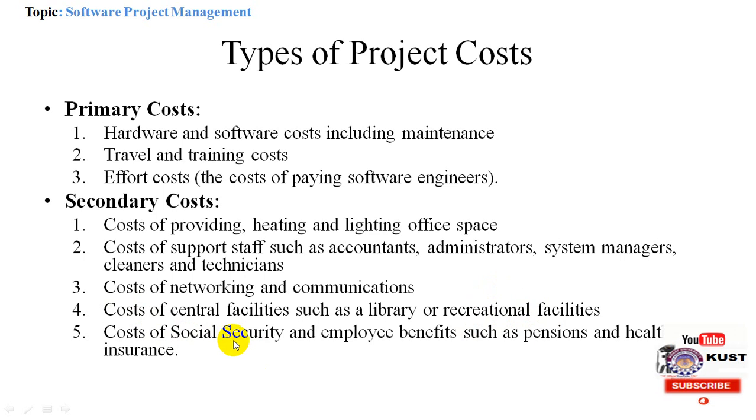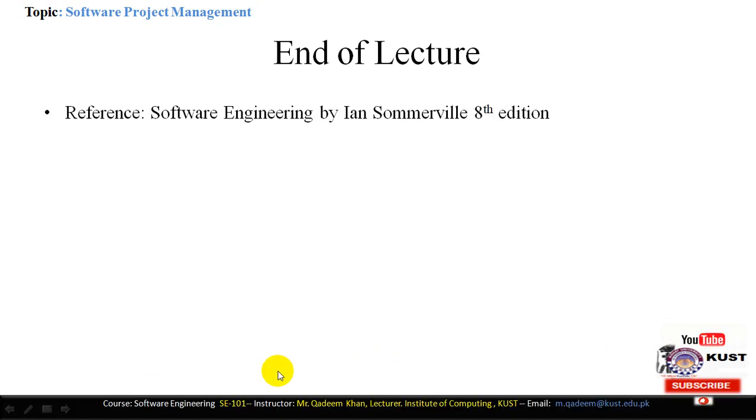And the cost of social security. Social security is an employee benefit. For example, if due to a certain incident the employee is unable to do the development and we want to retire the employee, then we will provide social security to the employee. This is in fact his or her own salary, which is deposited in different banks, and when they retire, they will get that particular salary. Also employee benefits such as pensions and health insurance. These are the types of project cost.